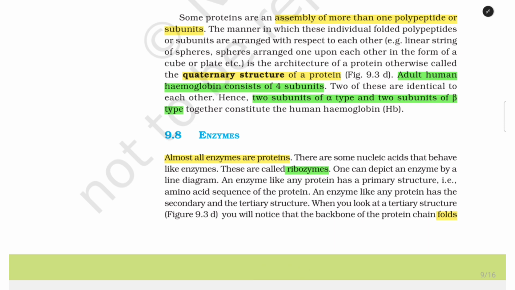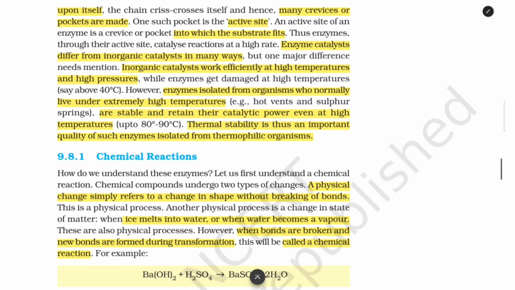When you look at a tertiary structure, figure 9.3d, you will notice that the backbone of the protein chain folds upon itself. The chain crisscrosses itself, and hence many crevices or pockets are made. One such pocket is the active site. An active site of an enzyme is a crevice or pocket into which the substrate fits. These enzymes, through their active site, catalyze reactions at a higher rate.